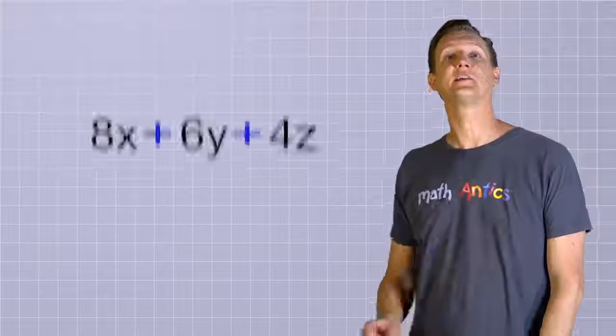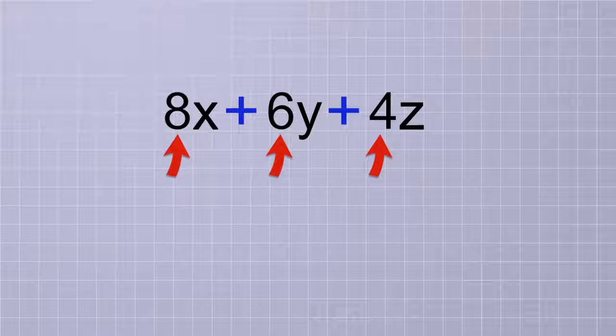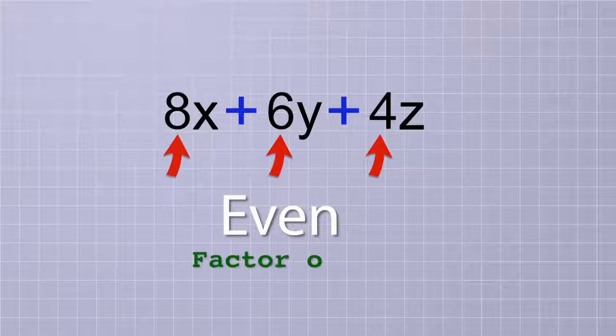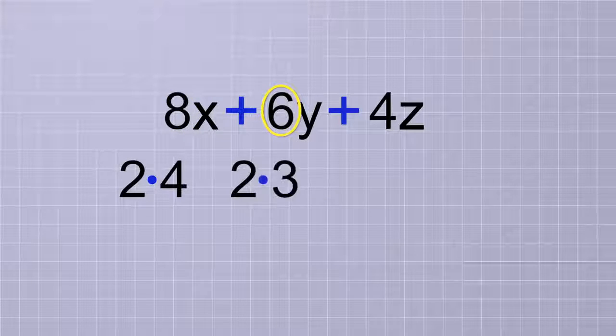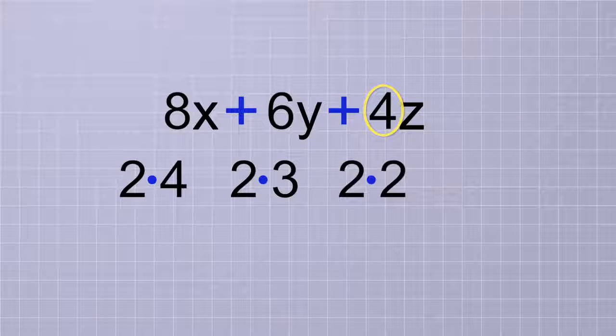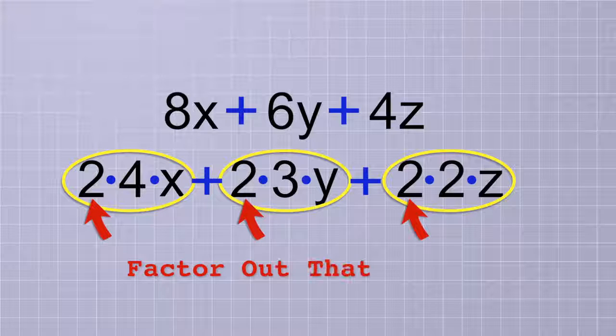For example, look at this polynomial, 8x plus 6y plus 4z. Notice that each of the number parts of this polynomial is an even number, which means it contains a factor of 2. 8 is 2 times 4, 6 is 2 times 3, and 4 is 2 times 2. So each of these terms has a common factor of 2, and that means that if we want to, we can factor out that 2.